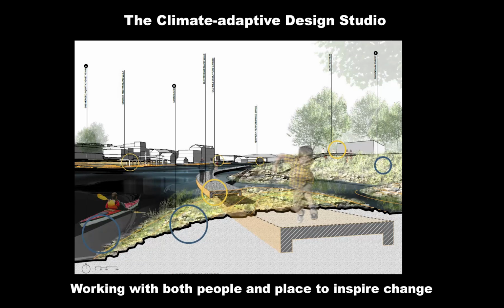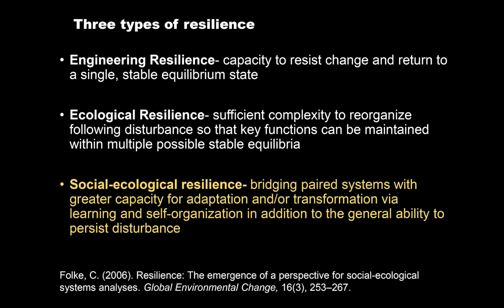Yeah, Allison. Go back to the definition. Sure. The first definition to me doesn't seem to work that well with climate change and streams, and it's very different from climate adaptation. So it says to resist change and return to a single stable equilibrium, which for the stream will never be the case. So do you use a different definition of resilience that's more attuned to climate change?